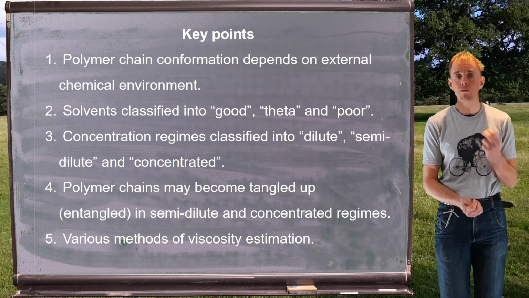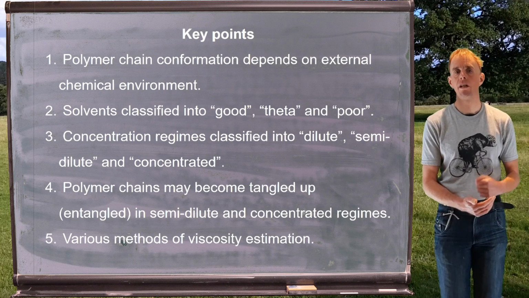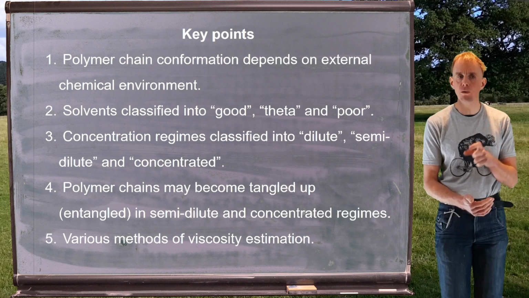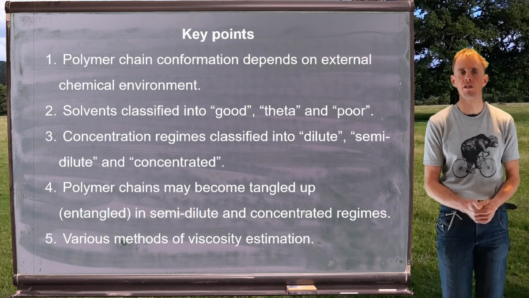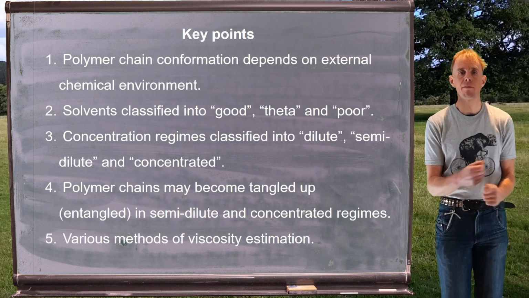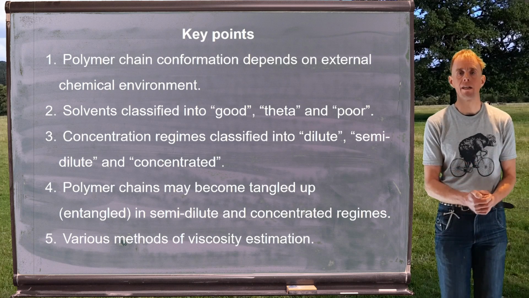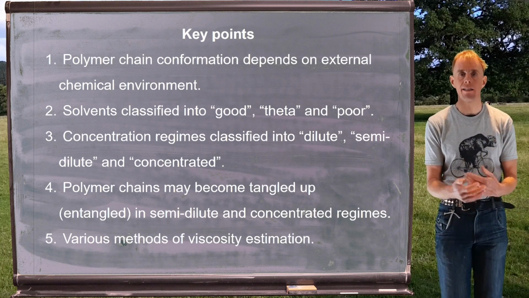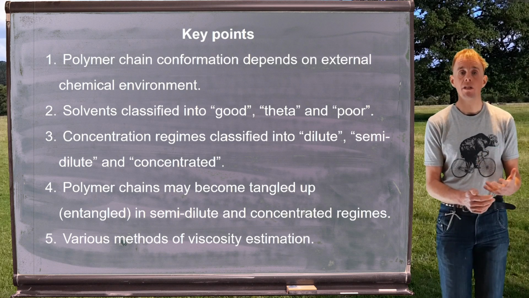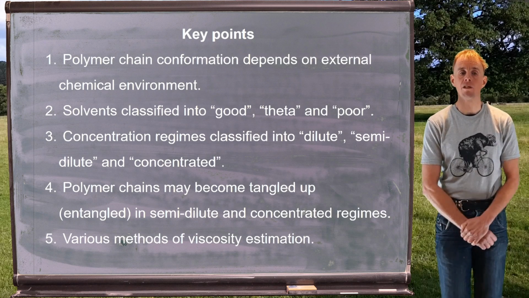We saw different types of polymer concentration regime, and we classified them into dilute, semi-dilute, and concentrated. And we also saw that for the two latter categories, the semi-dilute and concentrated regimes, depending how long your polymers are, how high the molecular weight is, you may have the polymers tangling up in one another, becoming entangled, or if they're low molecular weight polymers, nice short chains, they're unlikely to become entangled in one another. We also saw for the dilute and semi-dilute regimes various methods of solution viscosity estimation that we can put into practice in daily use.